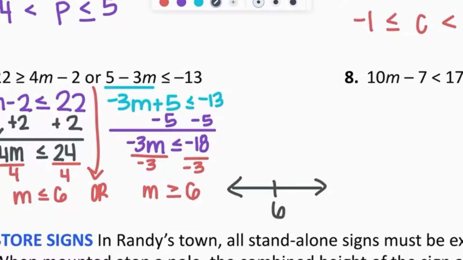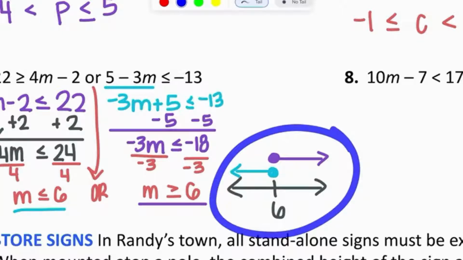So notice how I've got m is less than or equal to 6, which I'm going to do this side in blue. So less than or equal to 6 goes down. Let's do this side in purple. This is 6 going up. Notice that means it's always going to be true because literally every part of my number line is covered.